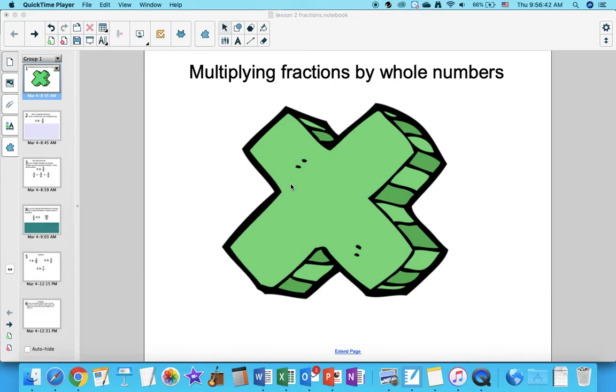Now, in the previous lessons, we've talked about what fractions are, how to find simplified fractions, how to find equivalent fractions, how to mix fractions, how to add and subtract fractions. So now we're going into the meat of this unit, which is multiplying and dividing fractions. So we're going to start off a bit easy.